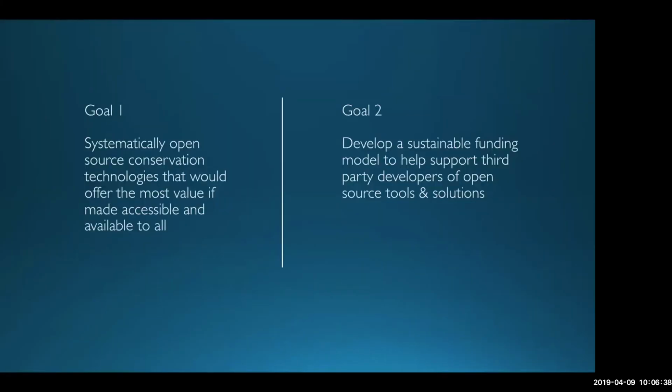Looking at these reasons, I started my life as a Shuttleworth Foundation Fellow. I took a break from ZSL and spent, well, now my third year as a fellow, looking at two goals. The first was to systematically open source the conservation technologies that offer the most value if they're made accessible and available to all. And the second, as many of you have put up on the question sheet, how can we develop a sustainable funding model to help support third-party developers?